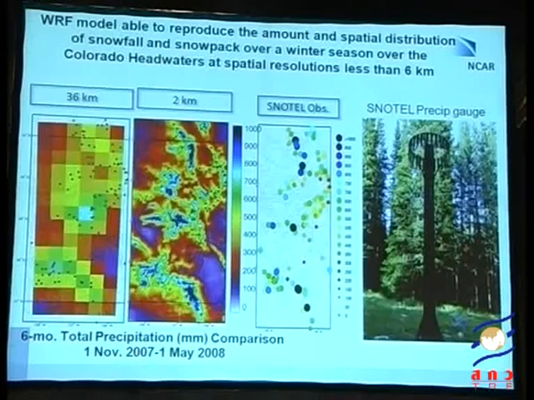So you have 900 millimeters of liquid water in the snowpack, the very high amounts here. And you compare it to the 2-kilometer simulation, you can see blues and greens, nicely correlating here. This pattern is nicely correlated here as well. So you can see at the high resolution, the model is actually able to get within 5% of the actual snowfall.